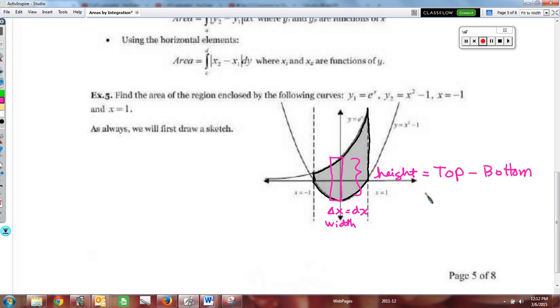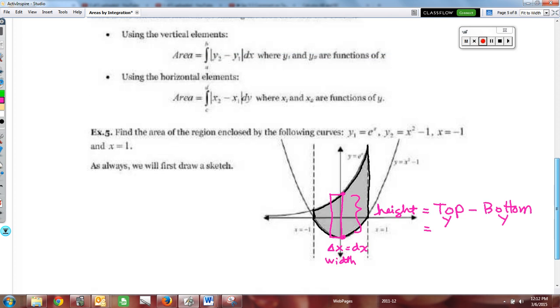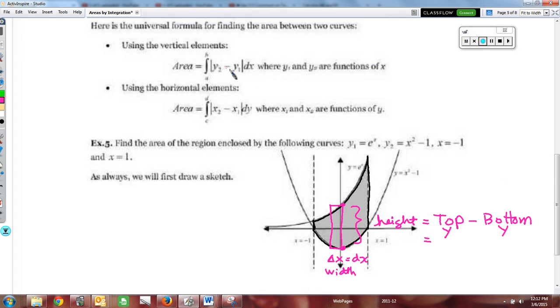So in this problem, because we're doing this, it's going to be the top y minus the bottom y, because you're doing the y values since we had a vertical rectangle. Notice that up here in my formula, I have y2 minus y1, where y is a function of x. I'm basically doing top minus bottom. That's what I'm looking for, and this would be the situation for this problem.